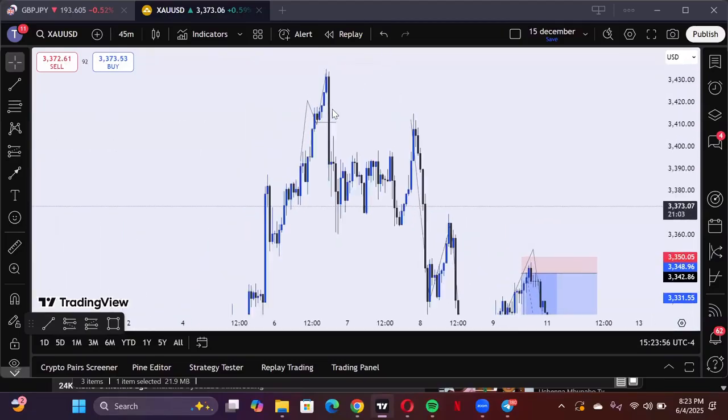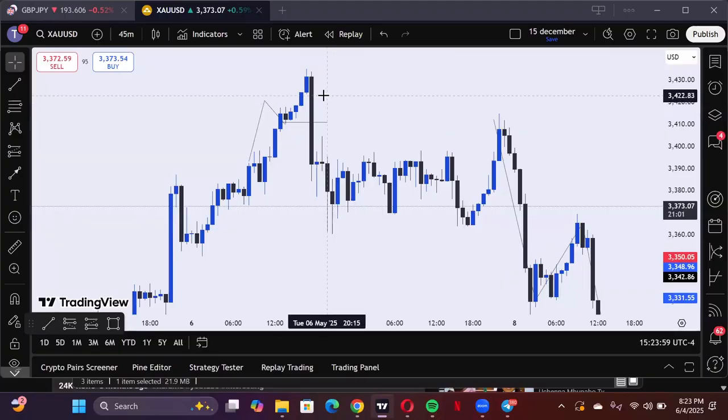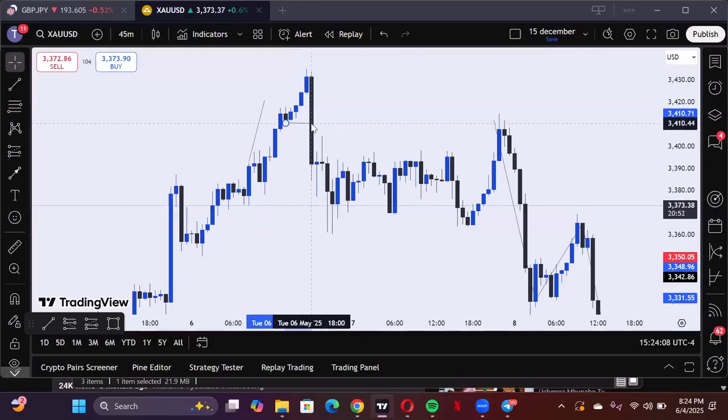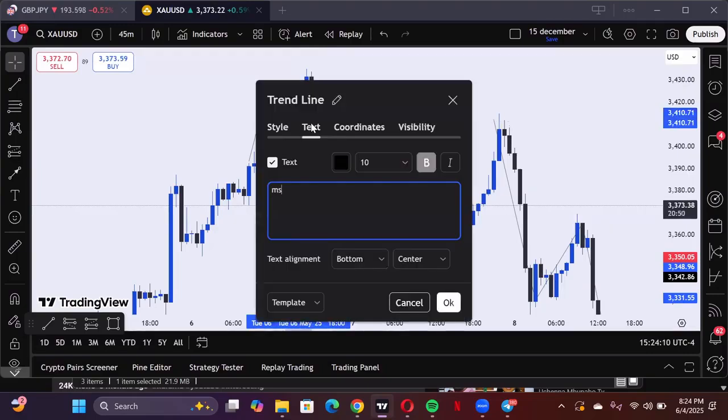So we had a previous uptrend. Then instead of the market continuing that uptrend by making higher highs and higher lows, it broke the uptrend and took out the last existing low. So what this means is that a market structure shift just occurred. So I'll mark an MSS here.